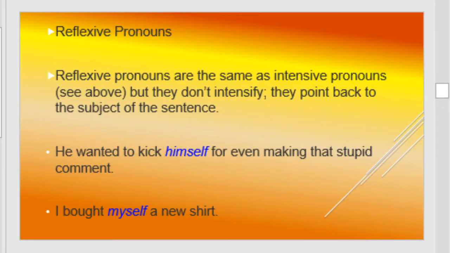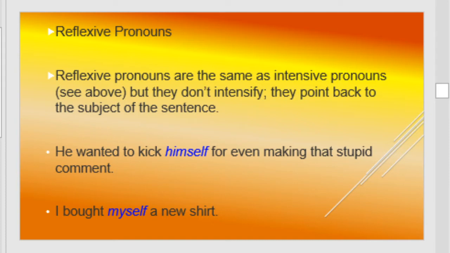We also have reflexive pronouns. Reflexive pronouns are the same as intensive pronouns. But they don't intensify, they point back to the subject of the sentence. Sometimes it happens, so if you can just see above, or we say, see the previous slide, there are intensive and reflexive, they are just the same in form, in the words, but they have different functions.